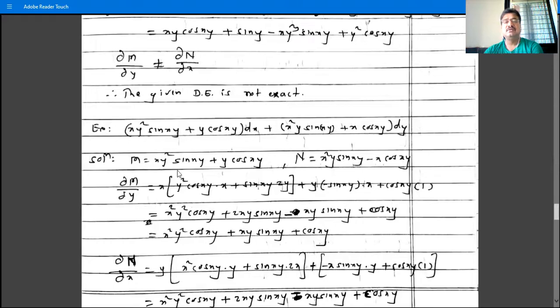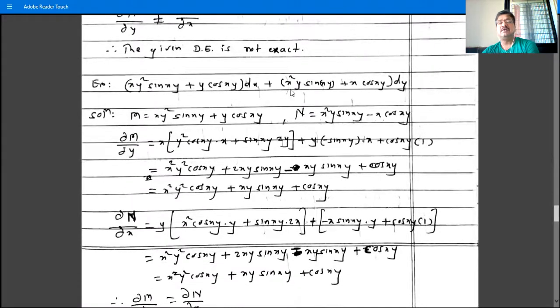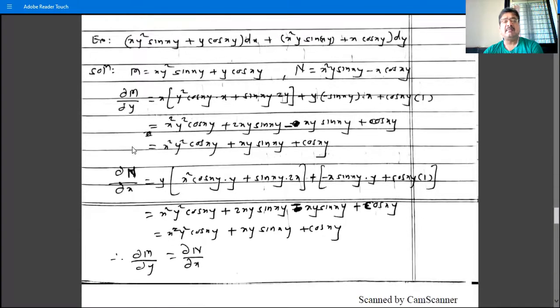E is equal to 0. So compare this equation with M dx plus N dy is equal to 0. We get M is this and N is this. Now we have to find ∂M/∂y.